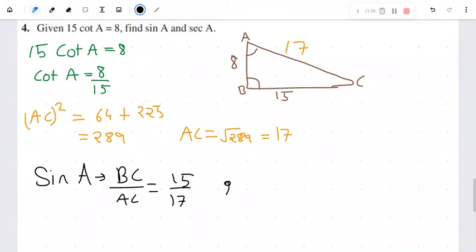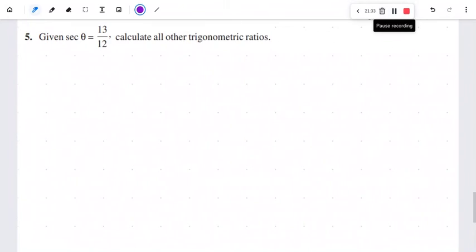Similarly, next is sec A. Now, sec is what? Sec will be hypotenuse divided by adjacent. So hypotenuse divided by adjacent gives me 17 by 8. So this question is also solved. Now moving towards the last question of the day, that is question number 5.